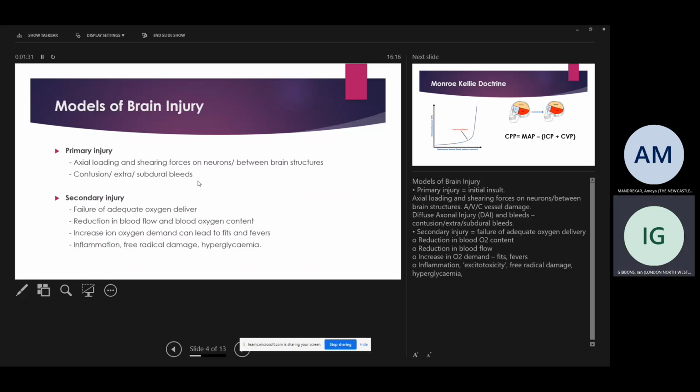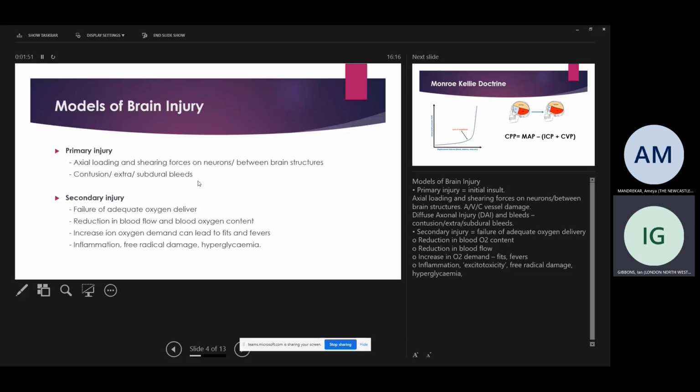To focus now on models of brain injury, these can either be primary or secondary. Primary focuses on when there is axial loading and shearing forces on the neurons and between brain structures. And this can present either in contusions or extradural or subdural bleeds.